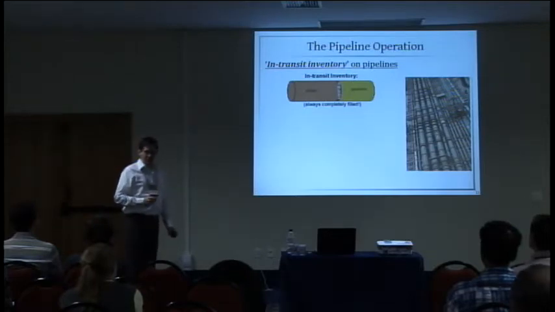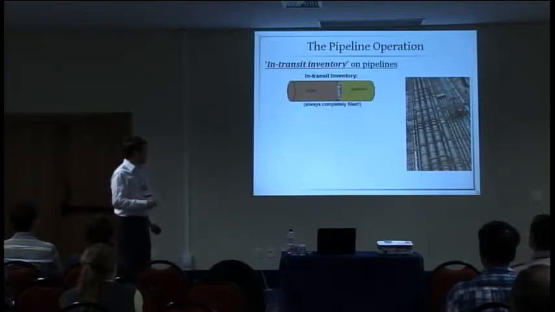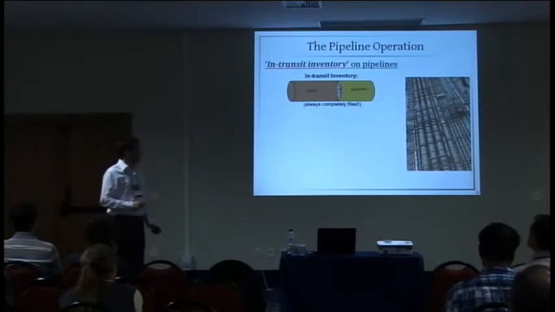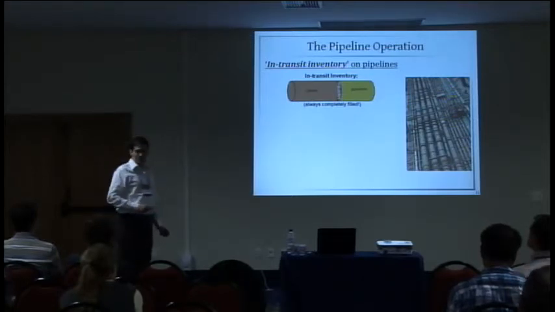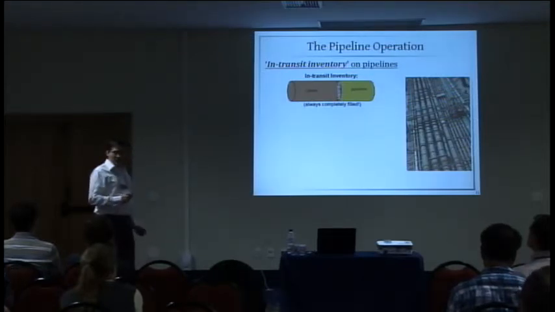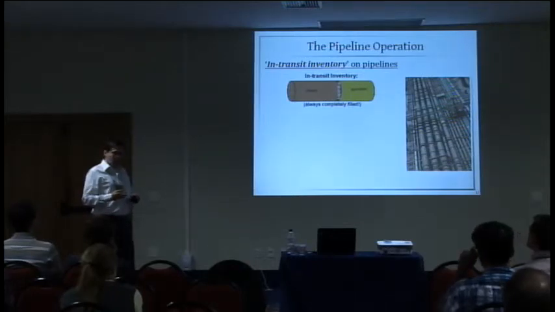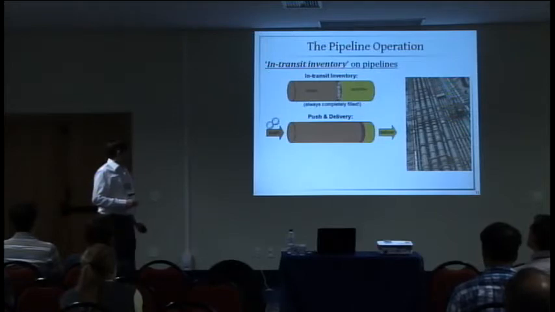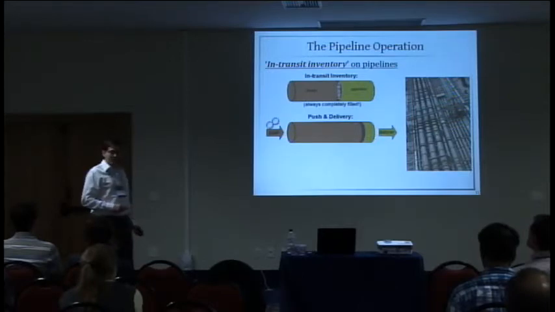So going to further details, we have a pipeline, an example. This pipeline is shared by two commodities. That means we have diesel and gasoline and a separator. I don't consider this separator yet. It prevents them from mixing with each other. And this pipeline has to be always completely filled. So if I want to deliver gasoline, I have to push more diesel into the pipeline so that it will be delivered at the other end.